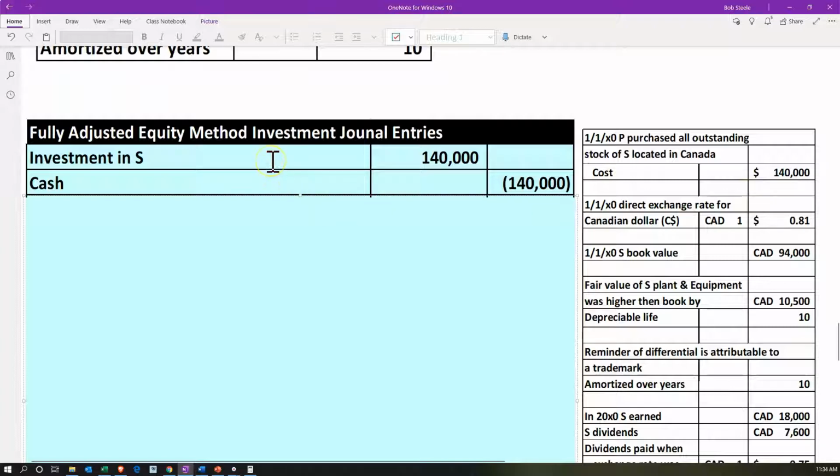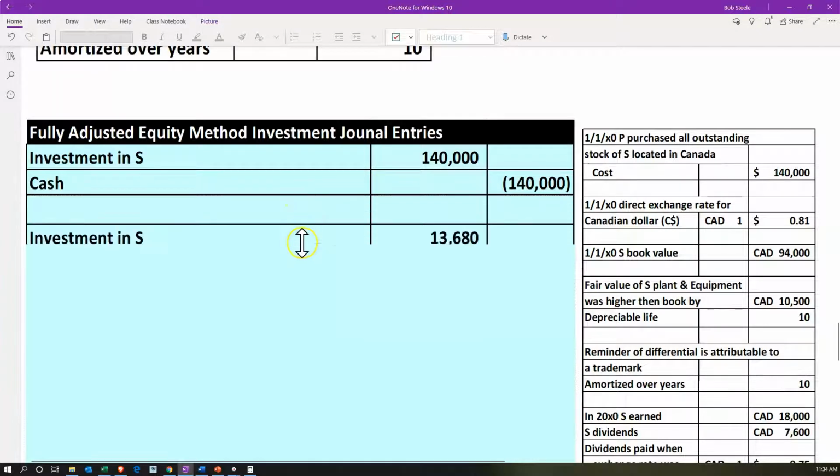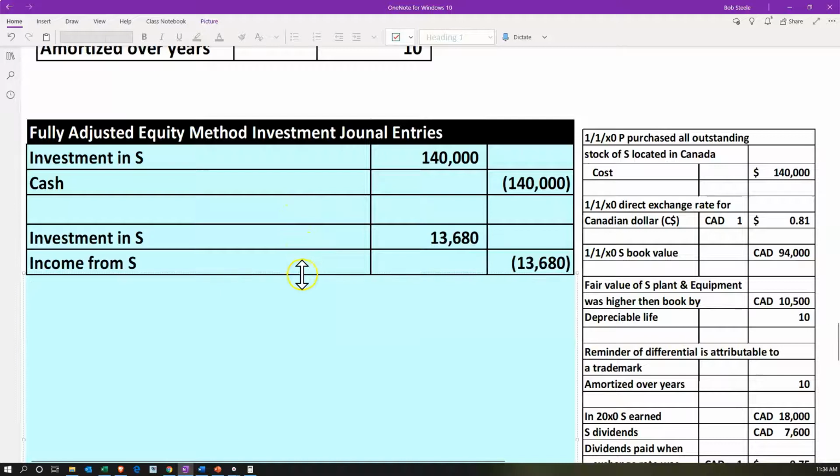That would be increasing the balance sheet account, the investment, of the $140,000. If cash was then paid, the credit would then be going to cash for the $140,000 on the parent's books, using the equity method fully adjusted to account for the investment in the subsidiary. Next, we're going to record the income now.